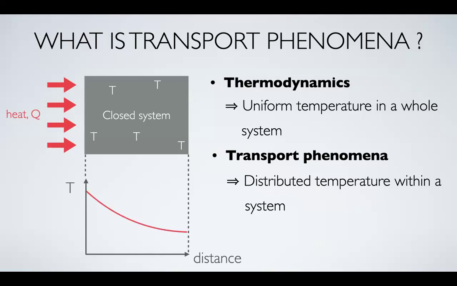And on the right-hand side, since the heat is trying to dissipate, it's going to be lower than the left-hand side. So here is the definition of the distributed temperature in the closed system in terms of the transport phenomena.